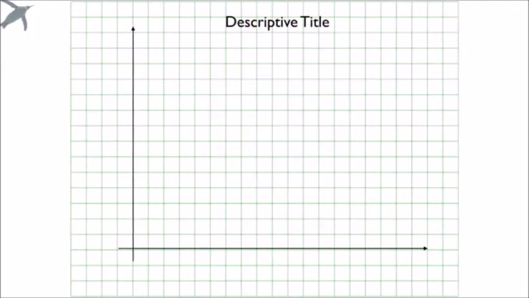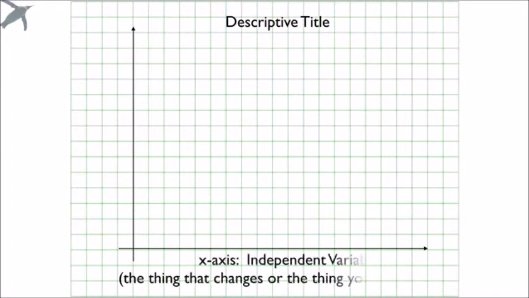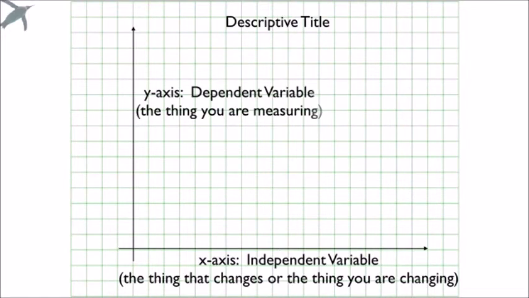All right, so which axis is which, and what do you plot in each one? The x-axis is where the independent variable goes. That is the thing that changes or the thing you are manipulating. The y-axis is the dependent variable. That is the thing you are measuring.